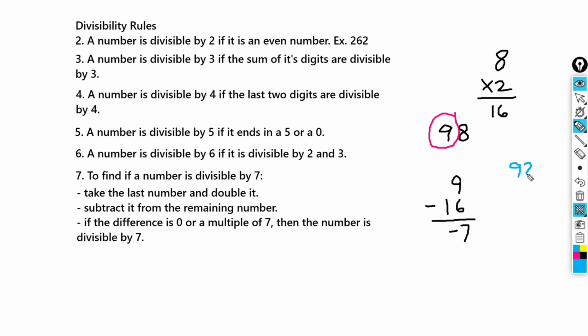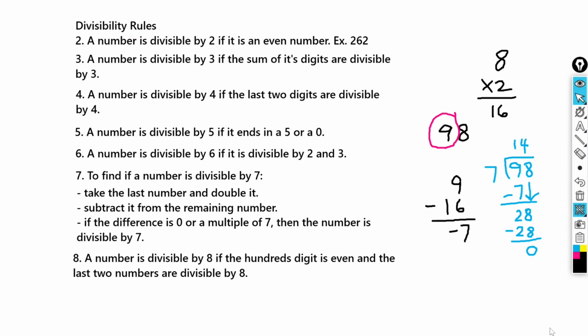So we have 98, and 7 goes into 9 once. 9 minus 7 is 2. Bring down the 8. 7 goes into 28 4 times. So 4 times 7 is 28. And we have a remainder of 0, so 98 is divisible by 7.